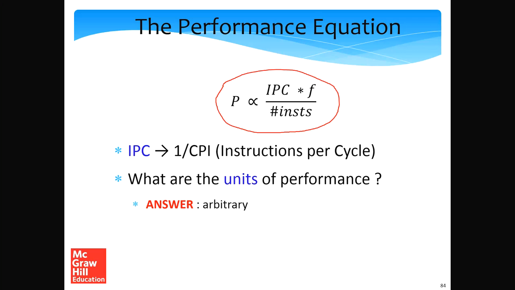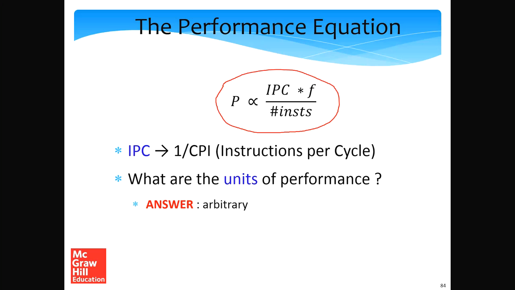So three quantities determine the performance, not one, but three. That's important to remember. And what are the units of performance? Well, they are arbitrary. So you can think of it as 1 by seconds, but it's not important. It's arbitrary, as long as the definition is being used consistently.